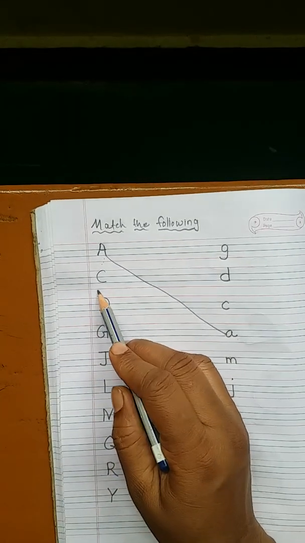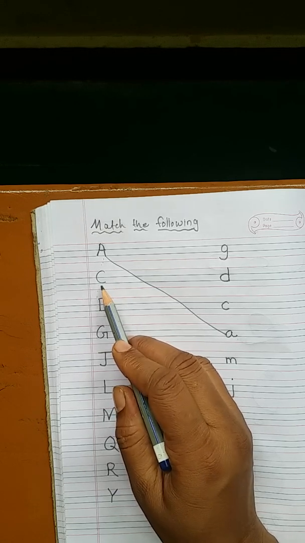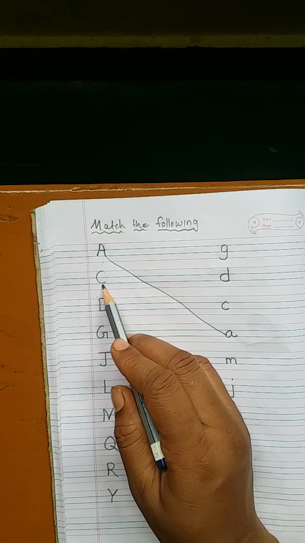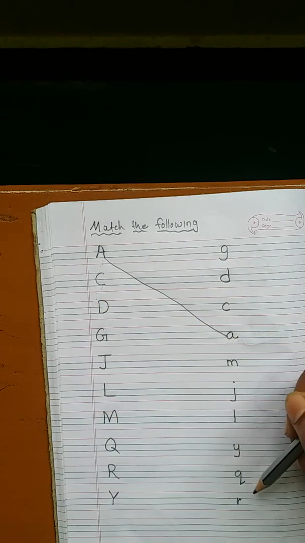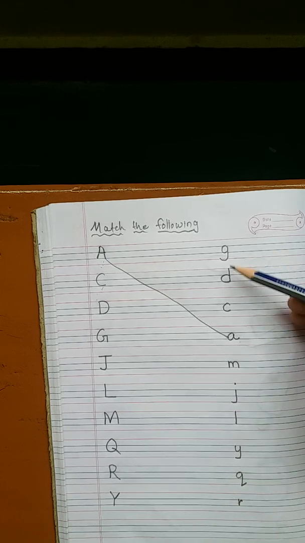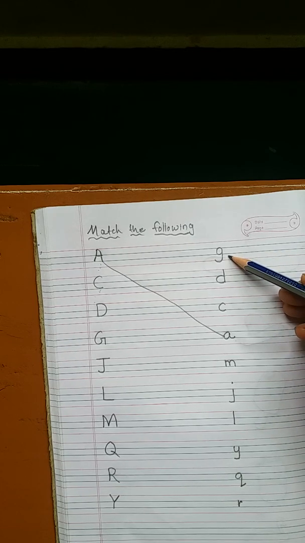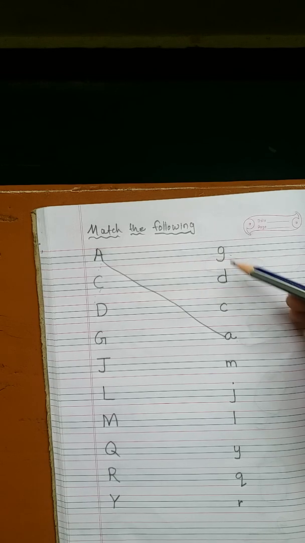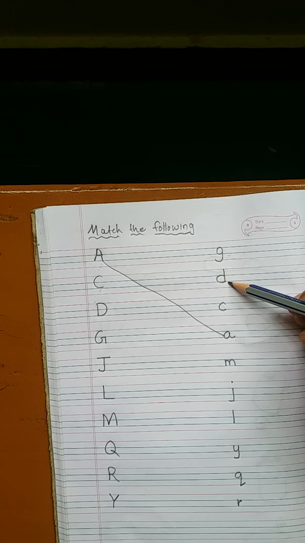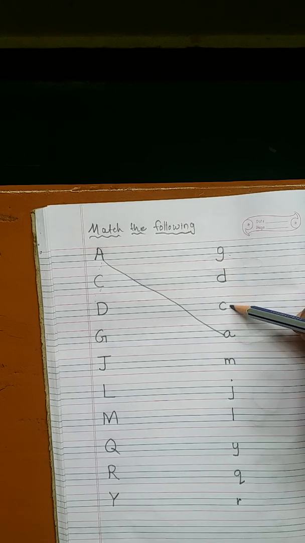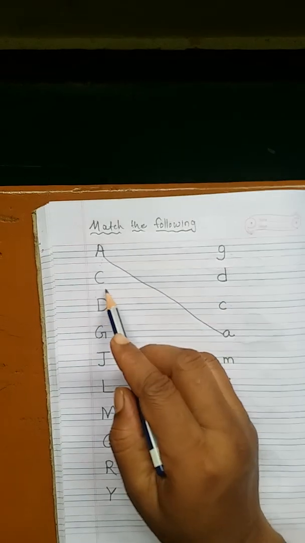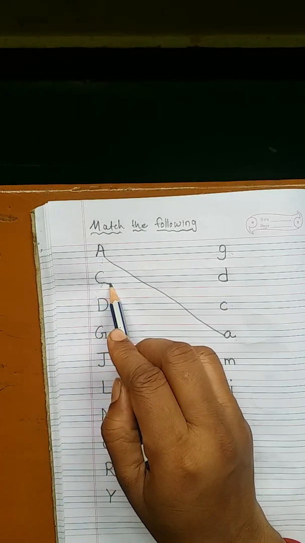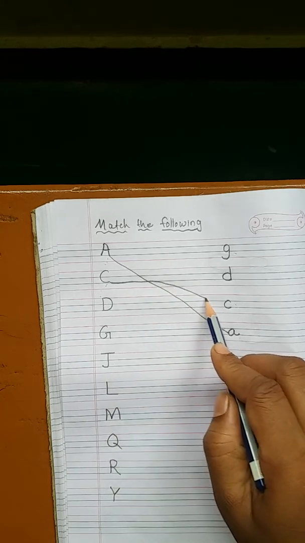Now see what is the next letter, children. This is capital letter C. And here we have to search small letter C. Where is it, children? Is it small letter C? No. Is it small letter C? No. Is it small letter C? Yes, this is small letter C. So now what we will do? We have to match it. Draw one line and match the capital with the small letter.